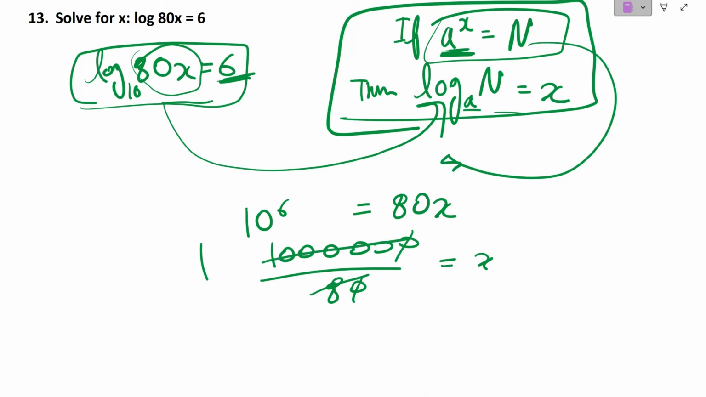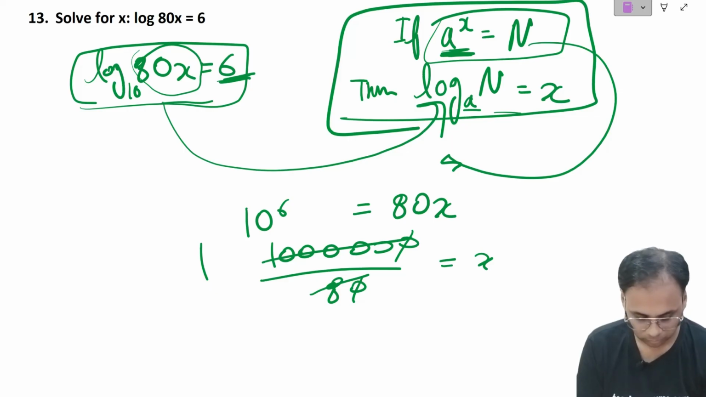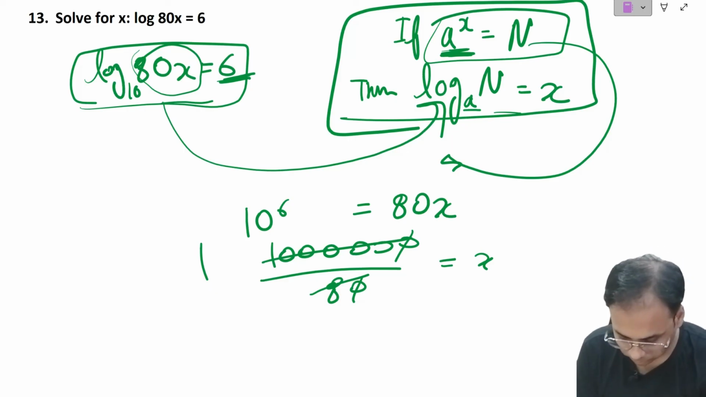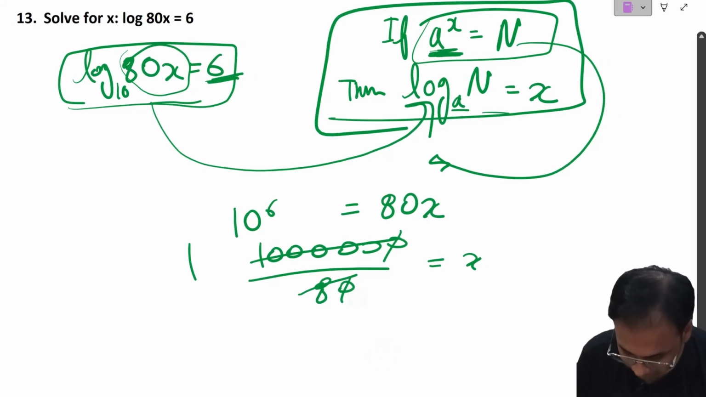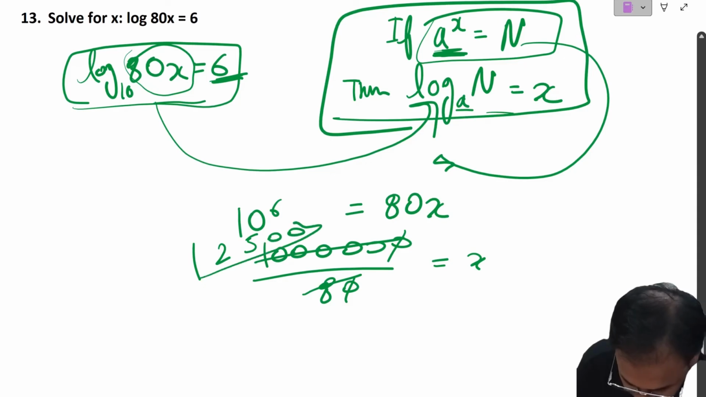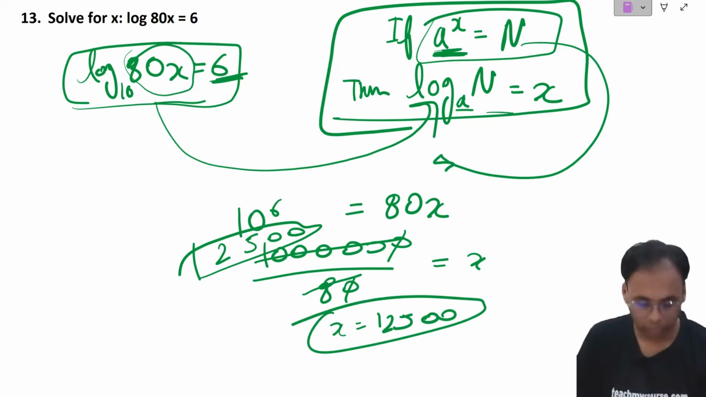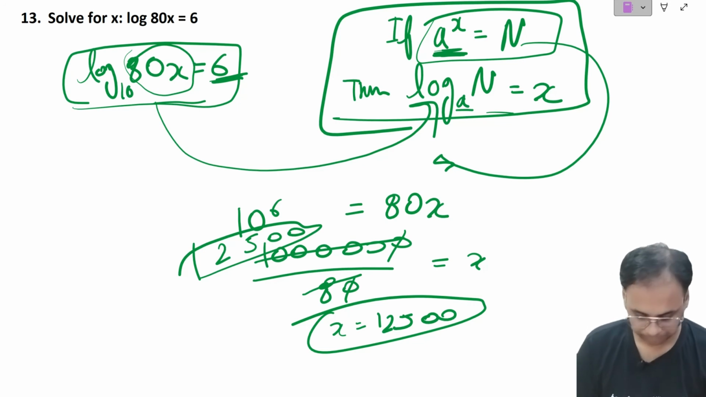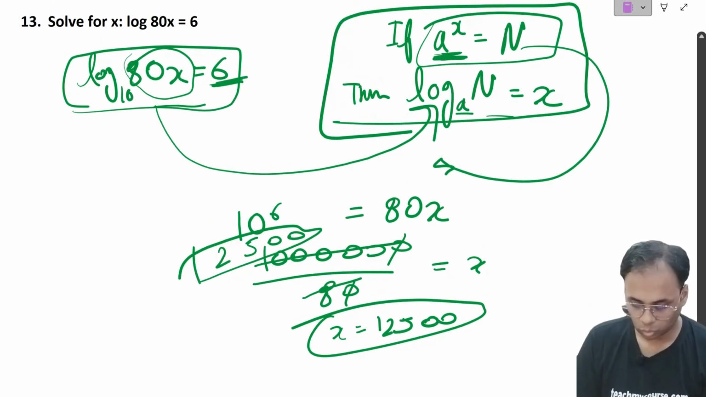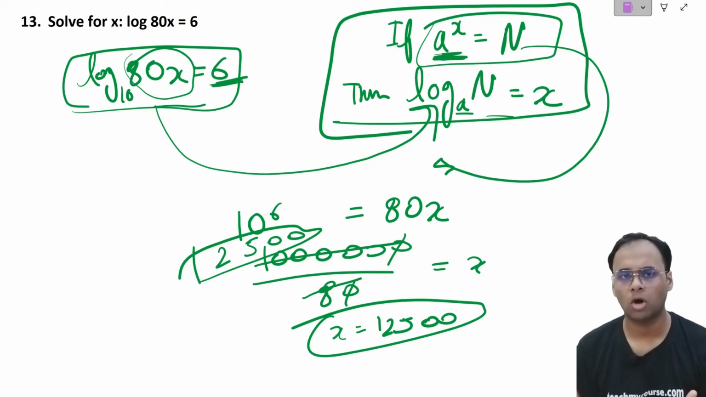We cancel it out, and then we have got 12,500 as the answer. So 12,500 is the answer. So quite simply we have solved this question with the concept of logarithm by just applying the definition of logarithm, not any formula or any trick.